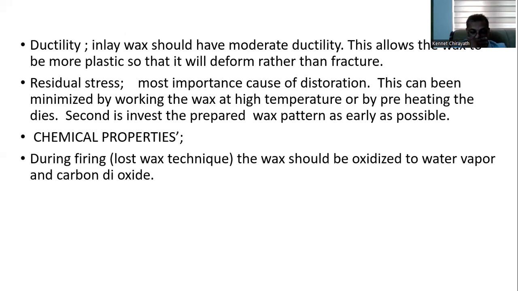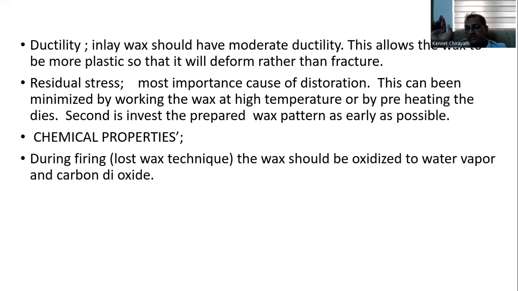Ductility. Inlay wax should have a moderate ductility. This allows the wax to be more plastic, so that it will deform rather than fracture. So ductility should be there, so it will deform, but it will never fracture.